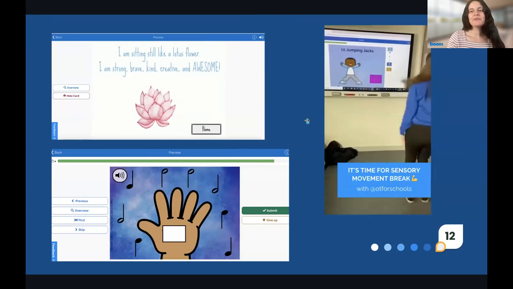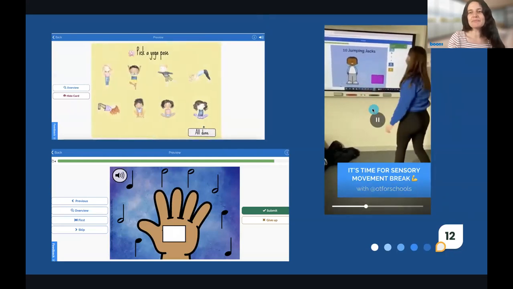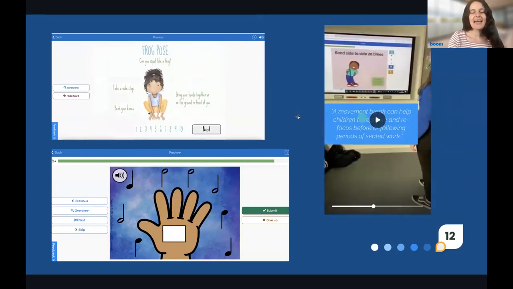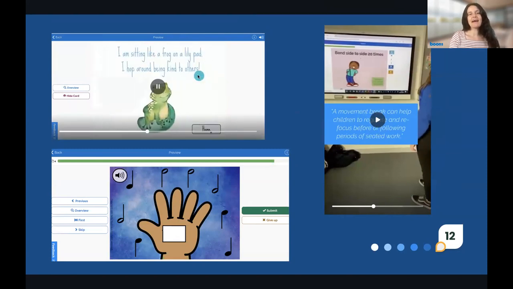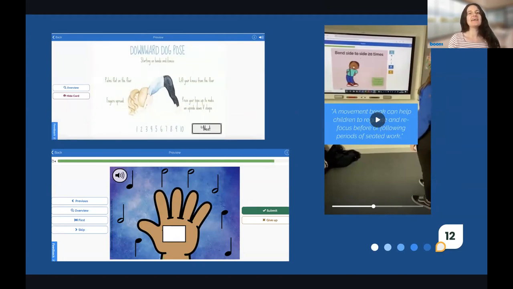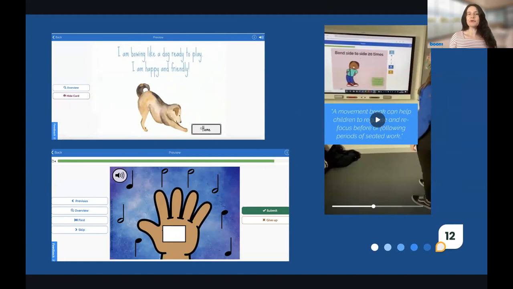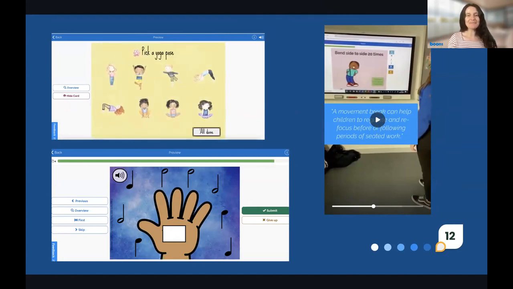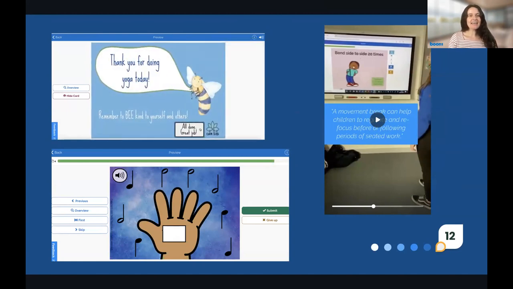On the right, we have a sensory movement break. And then if you look on the left here, we have a set of boom cards, and we'll include the link to these in the chat, to all these different ones, where we have actual yoga poses. So a way to break up the day with yoga poses and affirmations. And then at the bottom, we have that exercise I told you about from Kelly Bordeaux Piano with using your hands for the piano keys.